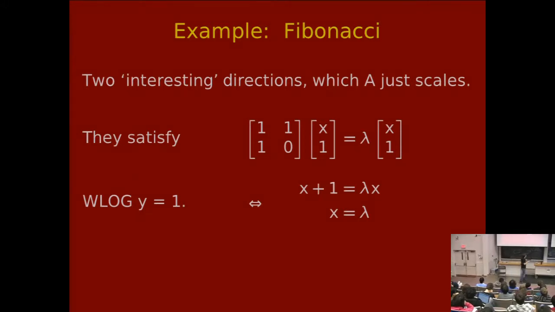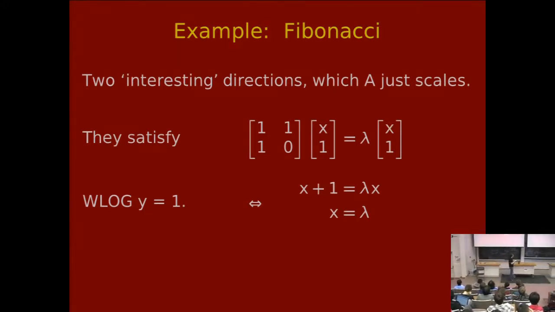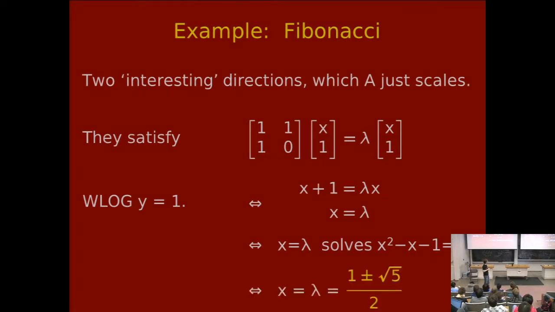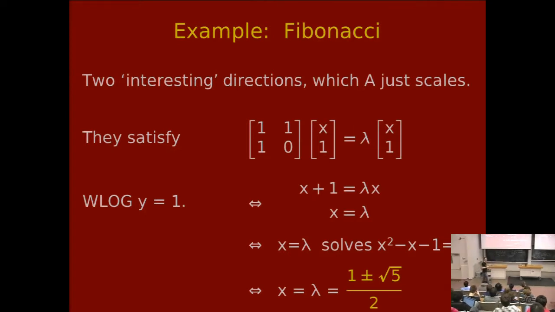Okay, so these are easy to solve. I mean, it tells us that x equals lambda, so I could plug in x here and get x squared equals x plus 1. So I get this. Okay, and this is some quadratic equation, x squared minus x minus 1 equals 0, which you can just solve with the quadratic formula. And it's this. I guess you all know how to do the quadratic formula.